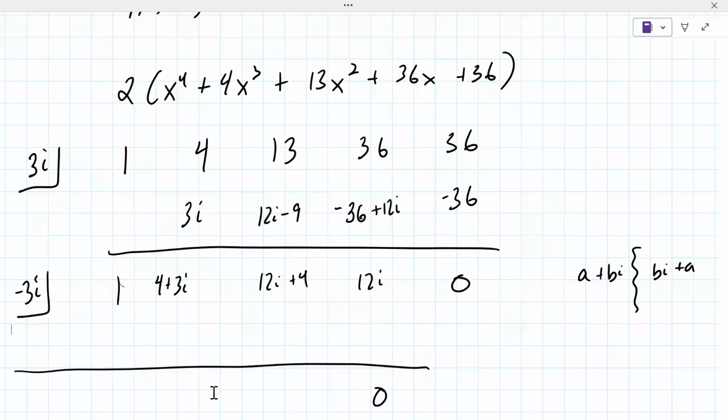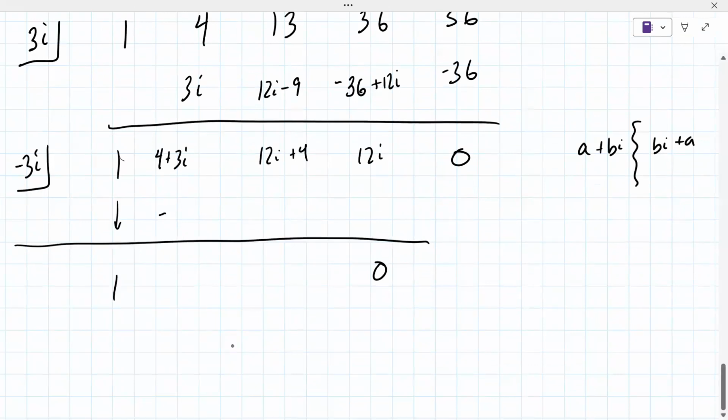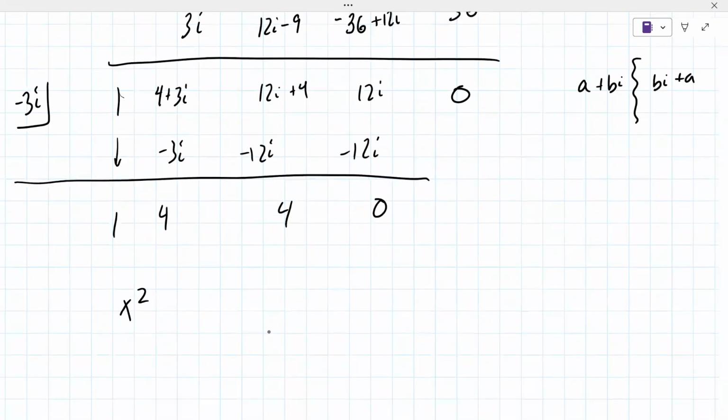Yep, I did. So I got 1, 4, 4, 0, and the 0. The second one works out way nicer. It's x squared plus 4x plus 4. So could you now attempt to factor this for us, please?